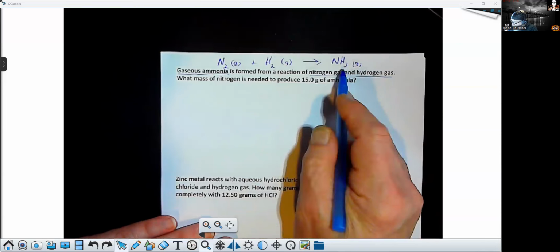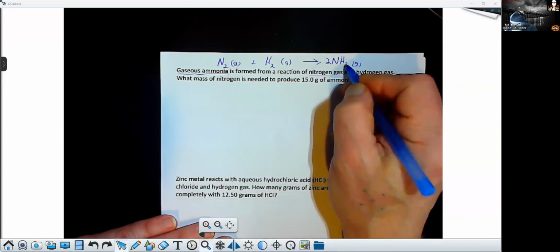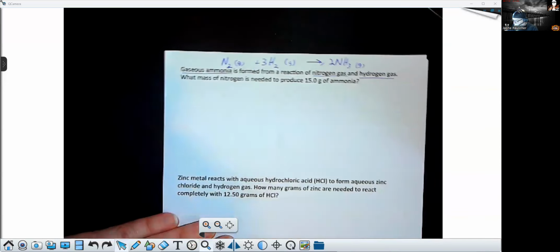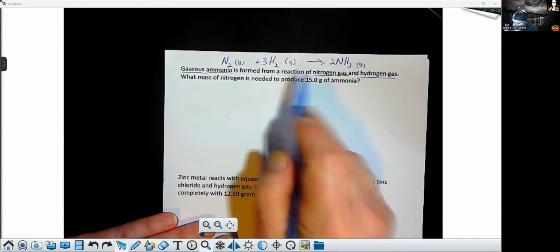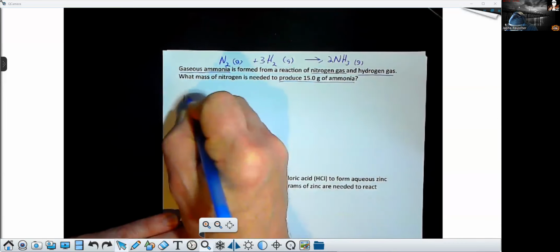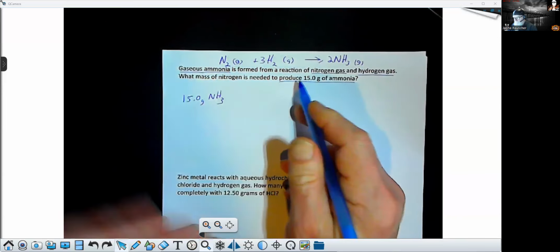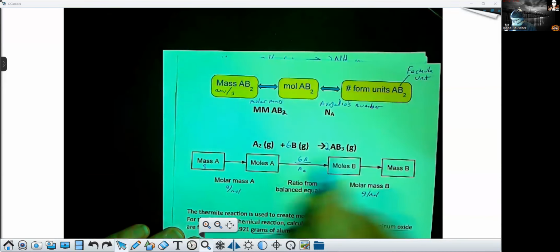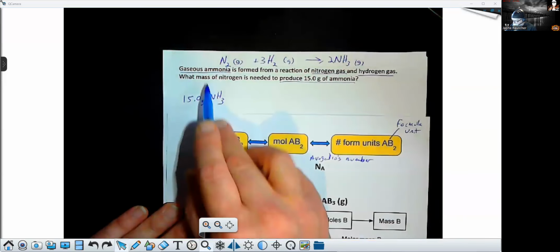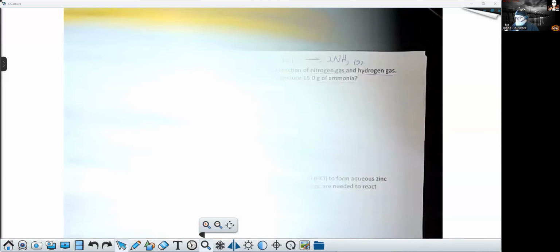Okay, so we have 2 here, so let's put a 2 in front of that. That means we have 6 hydrogens, so that means we need a 3 there. Now here's our balanced chemical equation. We want to produce 15 grams of ammonia, right? So we'll start with 15.0 grams NH3. We're going to go from grams of ammonia to what it's asking for, which is what mass of nitrogen. So from grams of ammonia all the way to grams of nitrogen. Okay.